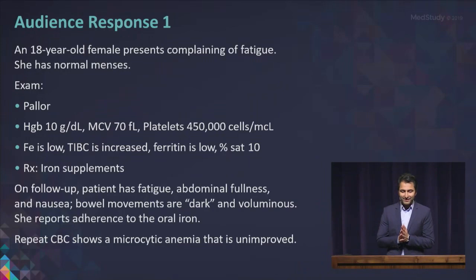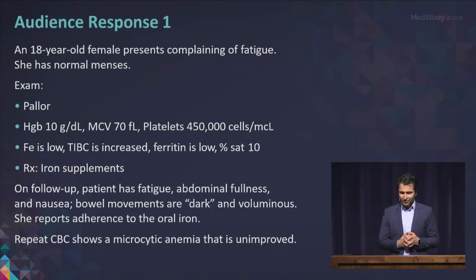We have an 18-year-old female who presents complaining of fatigue. She describes normal menses. On exam, she's pale, her hemoglobin is 10, and her MCV is 70. Her platelets are slightly high at 450. Her serum iron is low, her TIBC is increased, and her ferritin is low. Her iron saturation is 10%. You treat her appropriately with oral iron after diagnosing iron deficiency anemia, and she comes back, let's say 3 months later, and she's feeling no better.